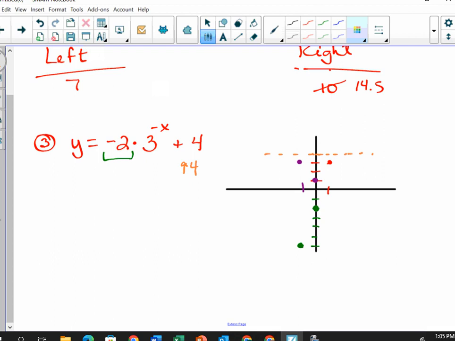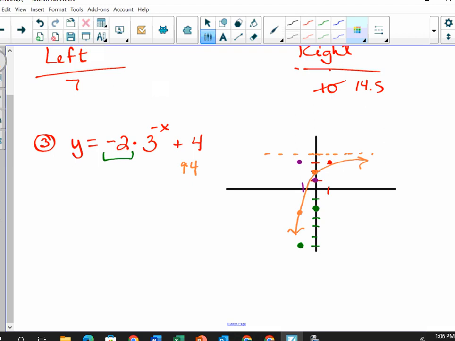Okay. 1, 2, 3, 4. 1, 2, 3, 4. Here's what it should look like. Okay. That was a tricky one, guys. Lots of stuff happening there. All right, let's try again.